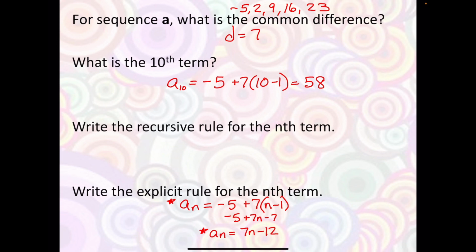If we have to find the recursive rule or the recursive equation, then we start with our first term, which is negative 5, and then after that, we find each additional term by taking the previous term and adding 7 every time.